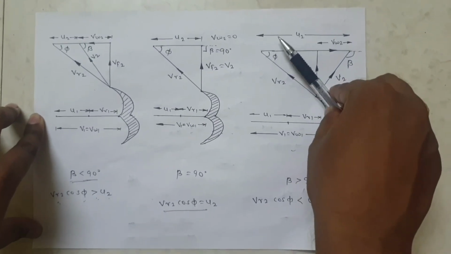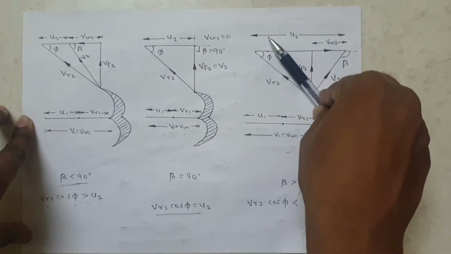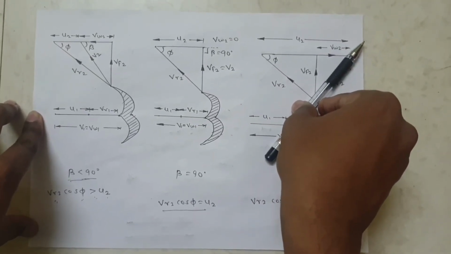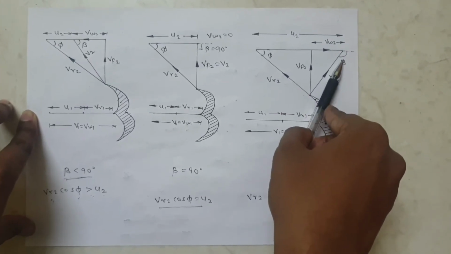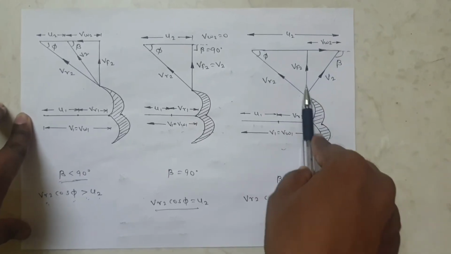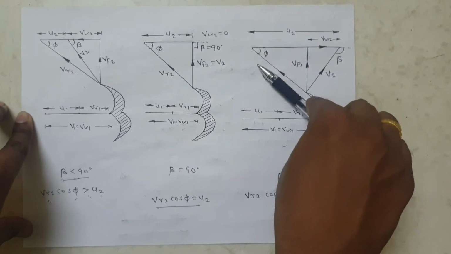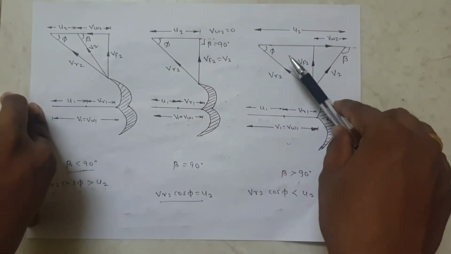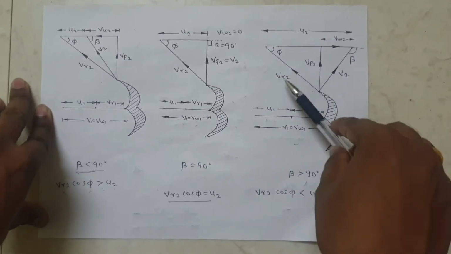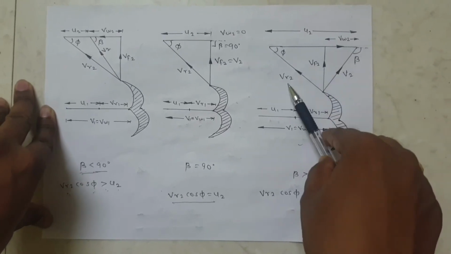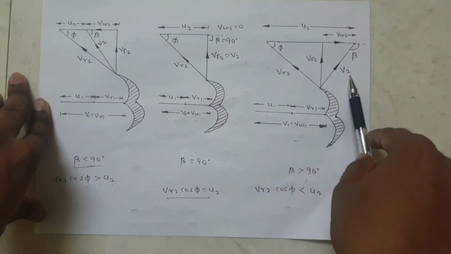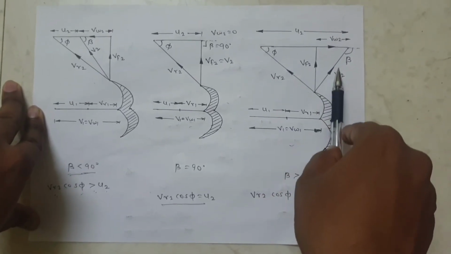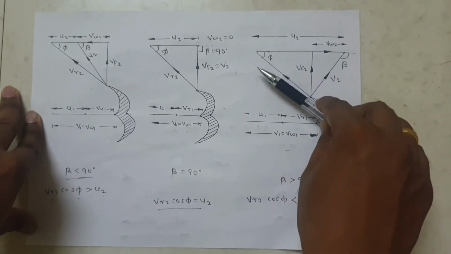In the case of beta less than 90 degrees, V2 is in this direction, and in this position beta is equal to 90 degrees. At this position beta is greater than 90 degrees. This is VW2, this is VF2, this is V2, and this is VR2. Phi is the blade angle at outlet, and VR2 is the relative velocity at outlet. VR2 is equal to V2 minus U2, that's why this is U2 and this is VR2.